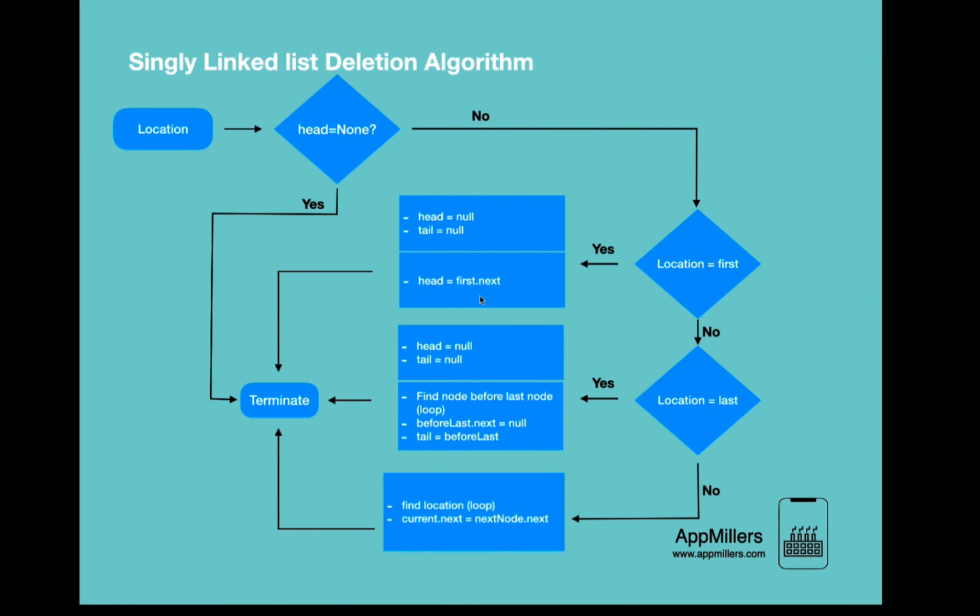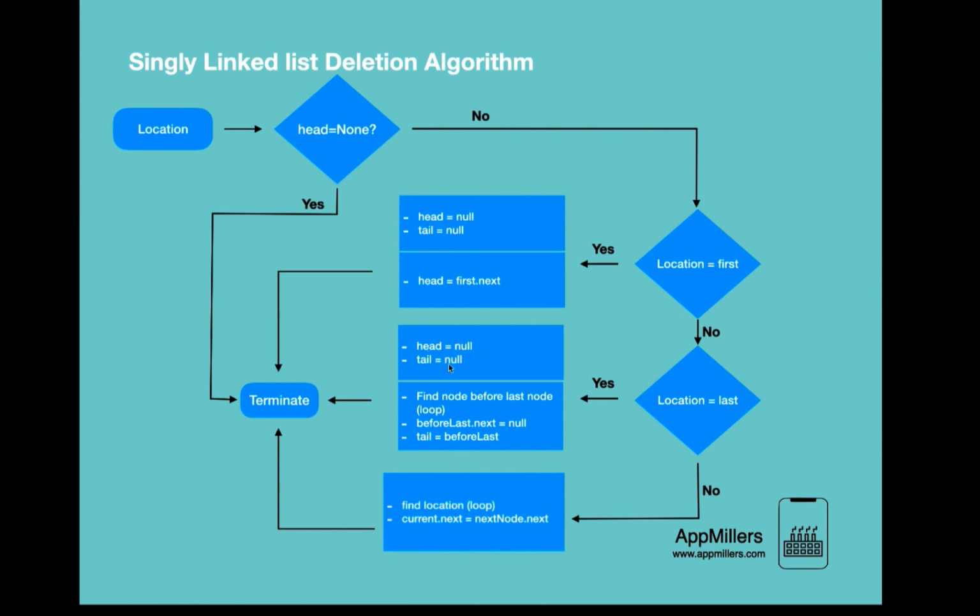In the second case, we have more than one node in the single linked list. We are just updating the head reference to the second node. And we know that the first node's reference is the second node, so we set head equal to first node's next. So by this, the connection between head and first node is broken and the garbage collector deletes the first node from the memory. Then we are continuing to the next block over here, in which we are checking if we want to delete the last node from the linked list.